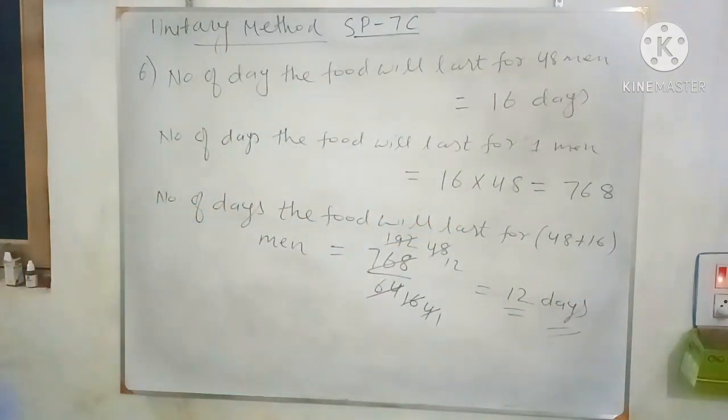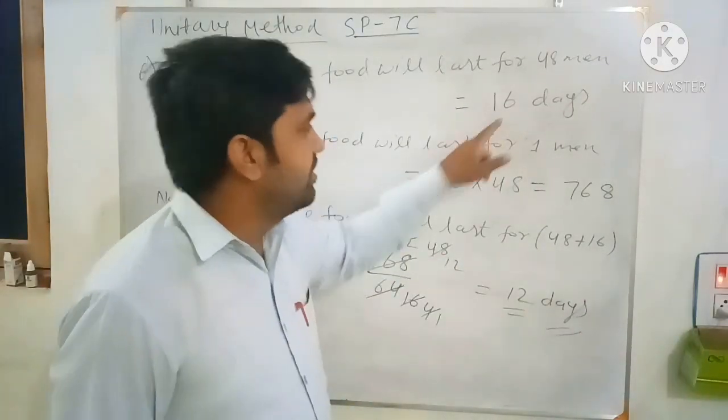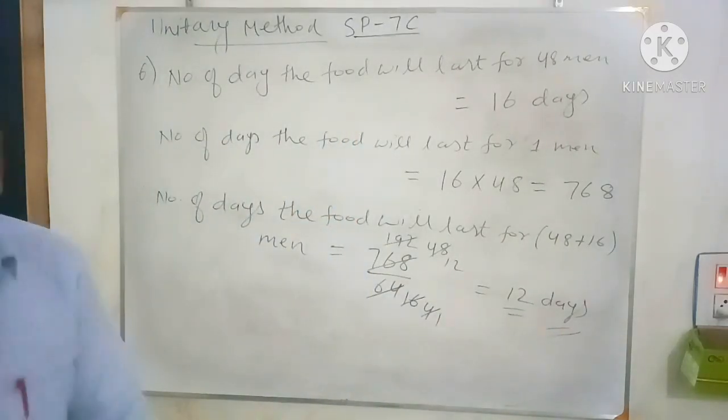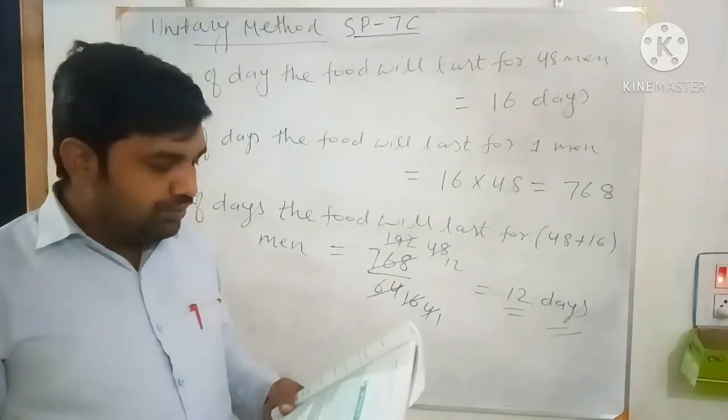So if 16 more men arrive, the food that was going to last 16 days will last for 12 days only. Like this we have to do. So now we move to the next question. Similarly to question number 7, I am leaving it as homework for you.